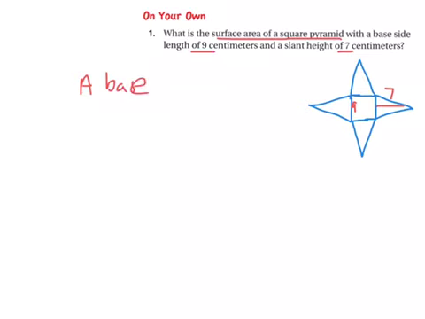Okay, the base is 9, so you're going to have 9 times 9, because this is a square. Okay, 9 times 9 is 81. Then you need to find the area of the lateral sides. And I'm just shorthanding, guys.